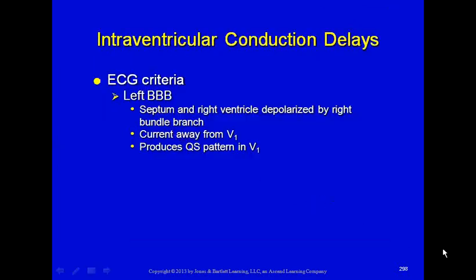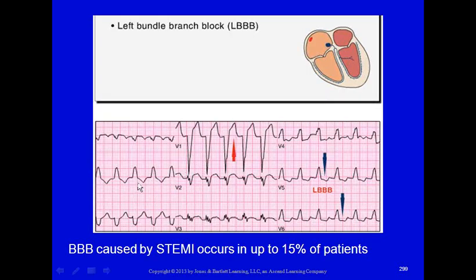In left bundle branch block, the septum and the right ventricle are depolarized by the right bundle branch. So current away from V1 produces a QS pattern in V1, and that tells you you've got a left bundle. Again, I'm looking here at this QRS, and you can see the notch here, you can see the notch there, at the very top of the QRS. The QRS is wide, so you know you have a bundle branch block, you just don't know which one initially. So you're going to go over to V1, because V1 is the lead to look at, and from the J point, there's the J point, the QRS primarily goes down.